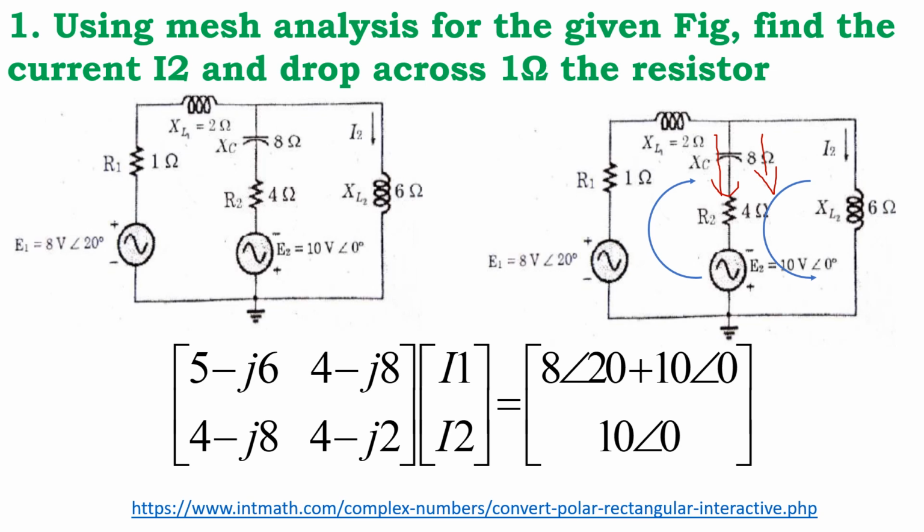Next is the sum of the elements in loop 2. So it is minus j8, 4 plus j6, so it will be 4 minus j2. This way the matrix is constructed. This is called Z, then I1, I2, then equal to the voltage.